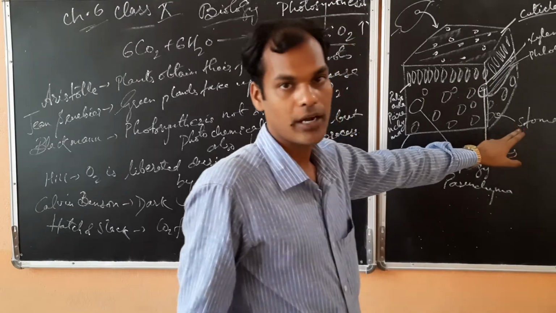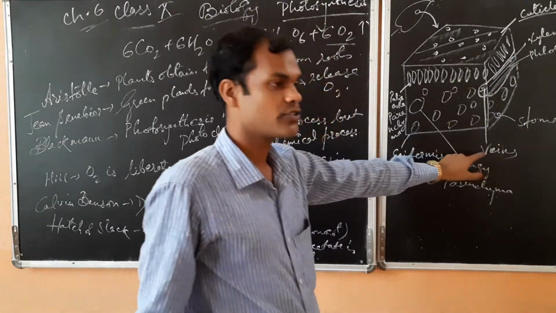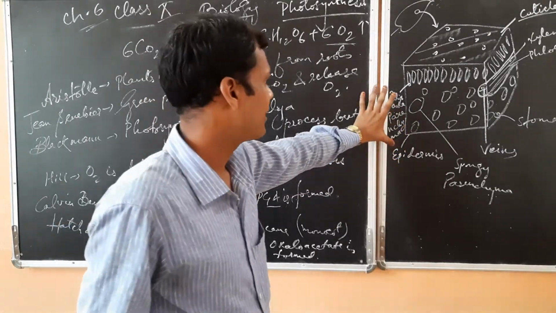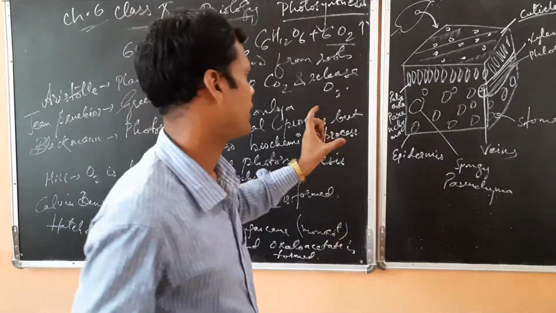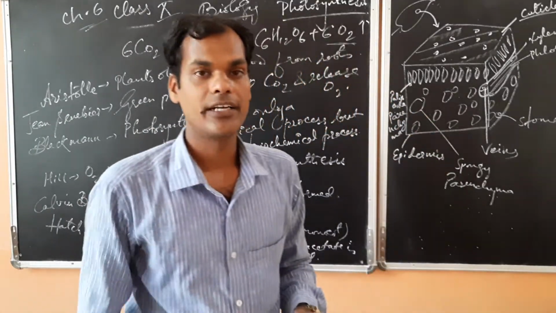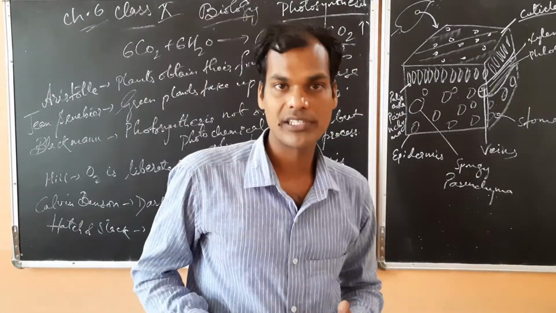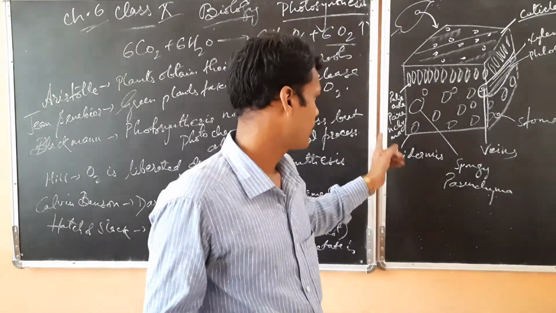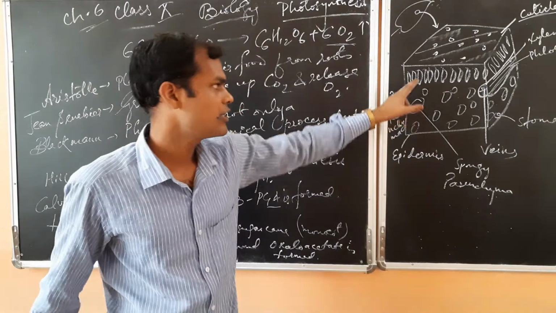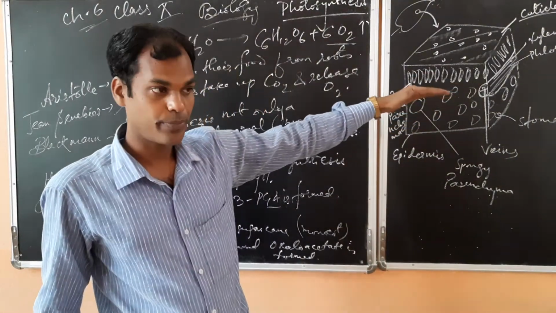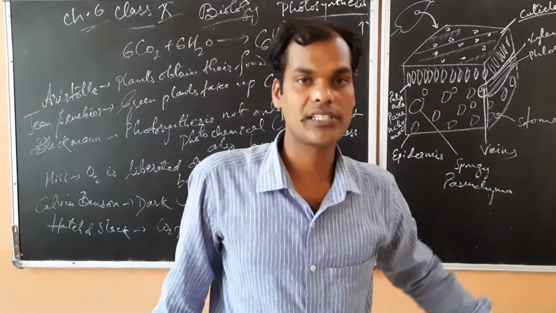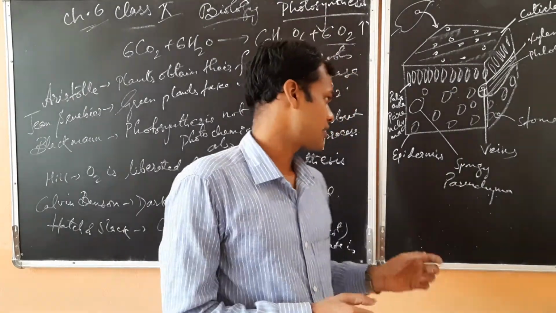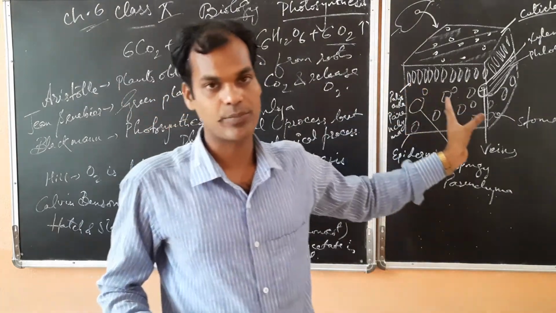Then you have stoma. Then you will have veins on the leaf. Then you have palisade parenchyma and epidermis. This palisade parenchyma is very important. Palisade parenchyma and spongy parenchyma constitute the mesophyll cells, and these mesophyll cells are responsible for photosynthesis. Due to this, the photosynthesis takes place.